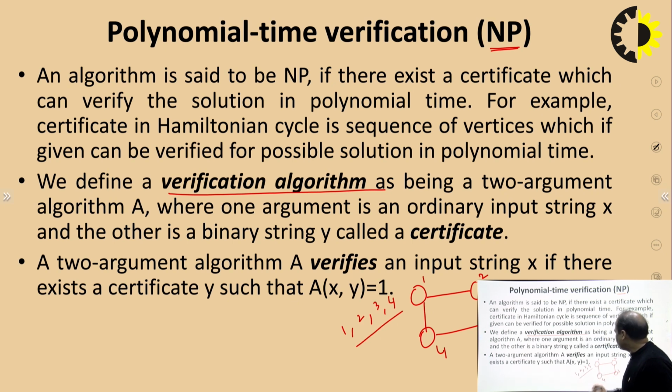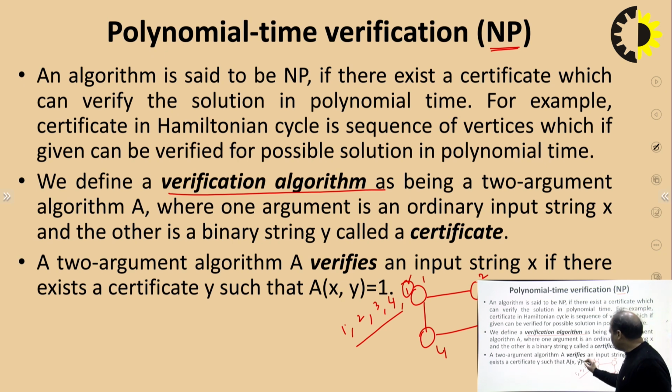This is the solution which is given to you. Now you need to check whether this solution is forming a Hamiltonian cycle or not. If you start from 1, then 2, then 3, then 4, of course, yes, this gives a Hamiltonian cycle by adding 1 at the end. We know that in a cycle the starting and ending vertex should be the same. So that means we can verify it in polynomial time.